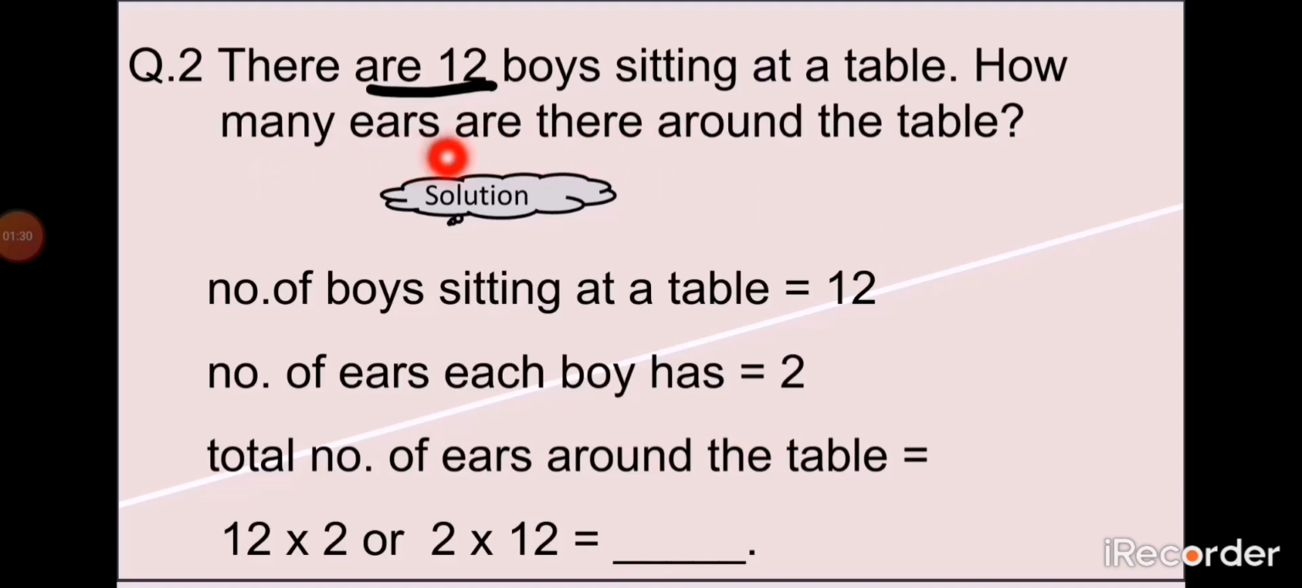Now, the third statement. The third statement we will always take from the last sentence, what we are going to find out. And in this question, we are going to find out the total number of ears around the table. So you will write your third statement: total number of ears around the table is equal to, and under it you will write your multiplication sentence, 12 multiplied by 2 or 2 multiplied by 12. So you can read 12 times table 2 times or 2 times table 12 times, or you can count in 2s. I am reading 2 times table.